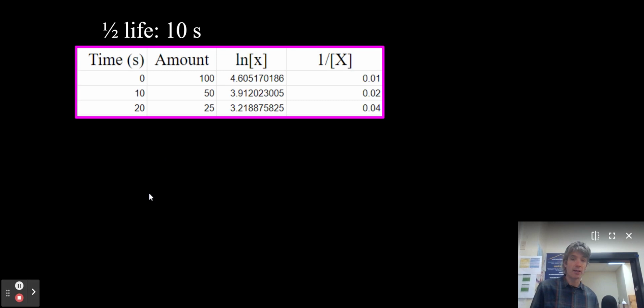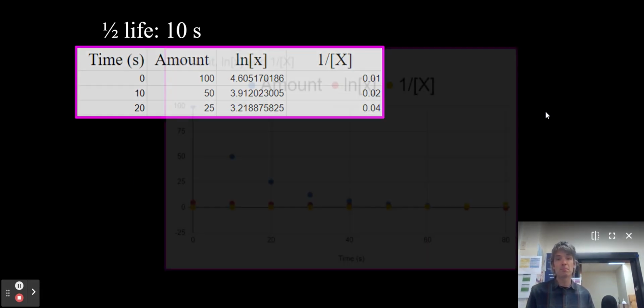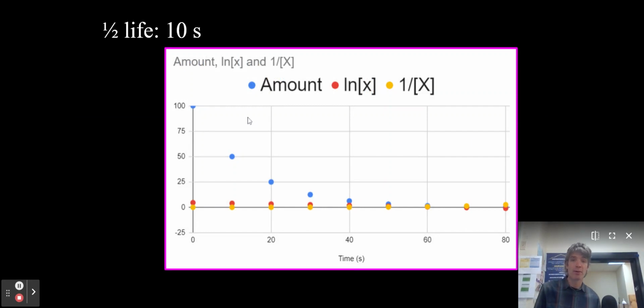Here it is. I had more data. I did this out until I had none, actually. So I did it for like 100 seconds. And I made, here's the graph. You can clearly see that it's not 0 order because the blue dots are not linear.